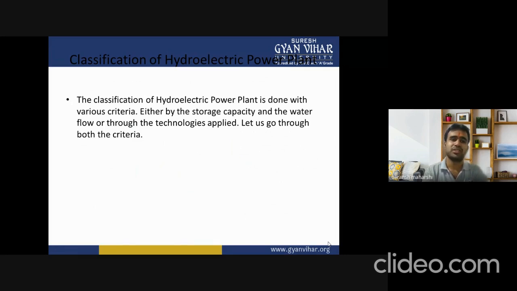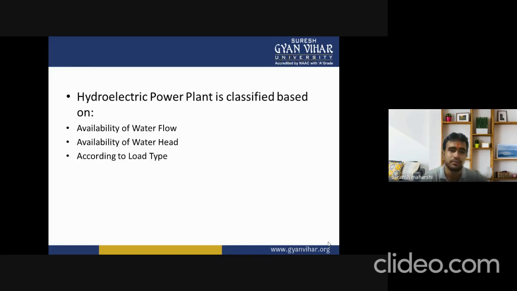And now we will discuss some classifications of the hydroelectric power plant. The classification of hydroelectric power plants is done with various criteria, either by the storage capacity and the water flow, or through the technologies applied. Let us go through both the criteria.